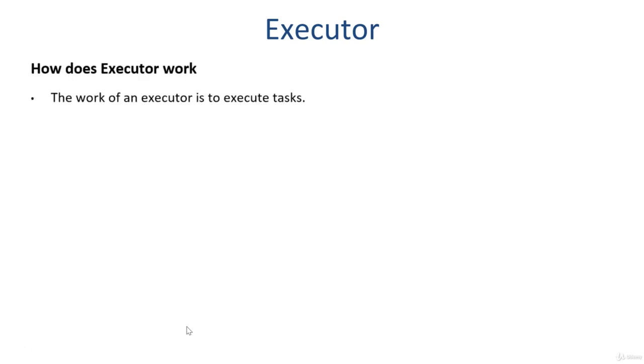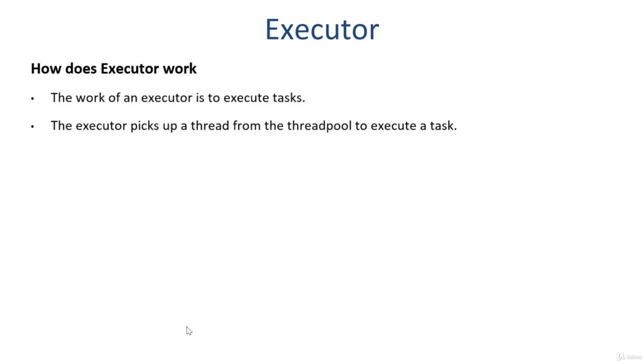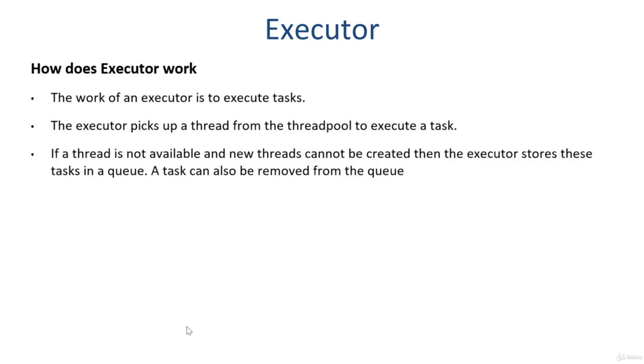How does Executor work? The work of an executor is to execute tasks. The executor picks up a thread from the thread pool to execute a task. If a thread is not available and new threads cannot be created, then the executor stores those tasks in a queue. A task can also be removed from the queue.